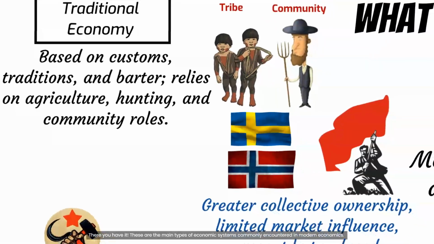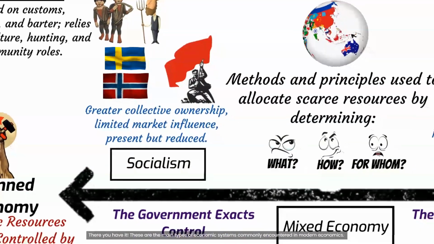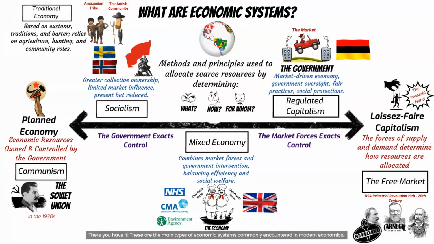There you have it. These are the main types of economic systems commonly encountered in modern economics. Remember that economic systems are distinguished by how they address the fundamental questions of what to produce, how to produce it, and for whom. In this video, we've explored communism, socialism, mixed economy, regulated capitalism, and laissez-faire capitalism, or the free market.